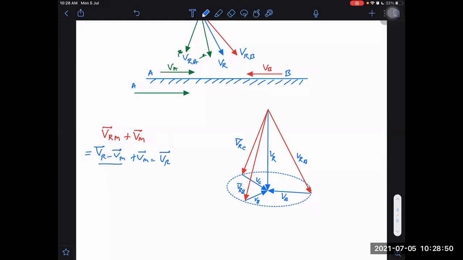VRM is VR minus VM, and plus VM, then VM cancelled is VR only. So VRM plus VM is equal to VR. Now the point is, what would happen if rain has some horizontal velocity also? Then the velocity of rain will be like this.